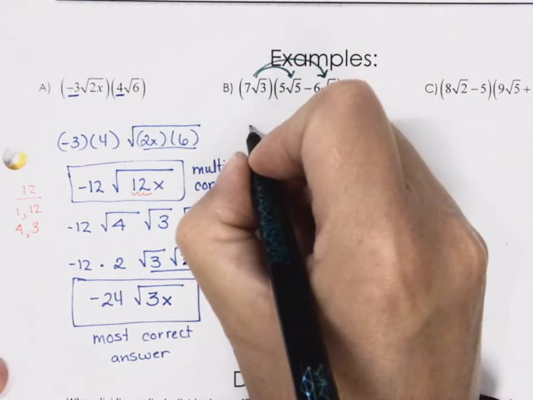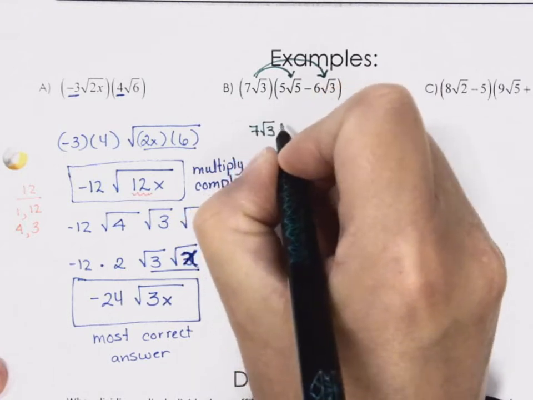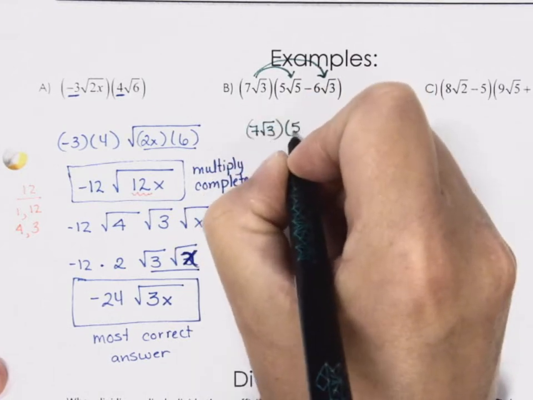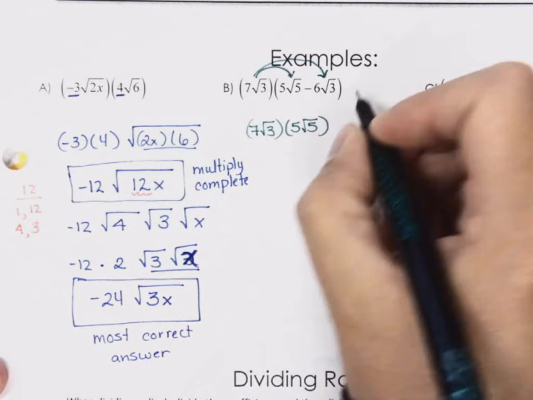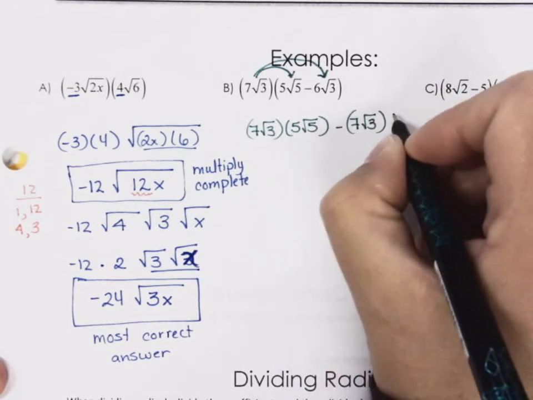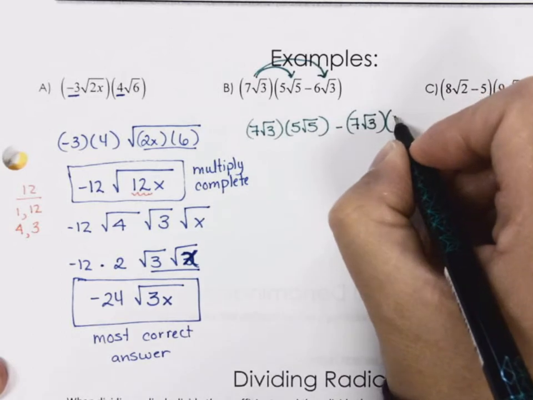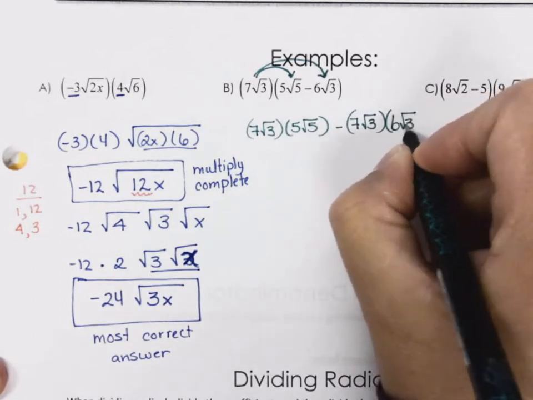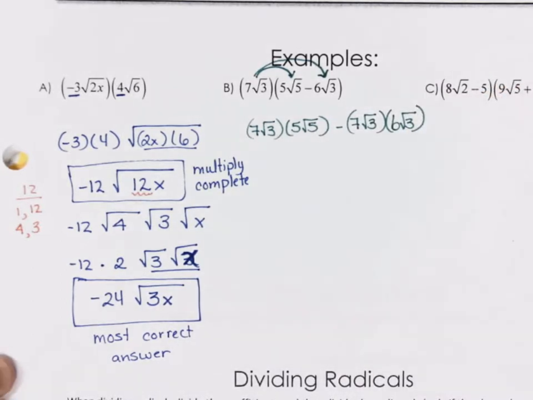So really what I'm doing is 7 root 3 times 5 root 5, subtract 7 root 3 times 6 root 3. Right, so I'm doing the leapfrog. You don't have to write this step if you don't want to. I'm just trying to make sure your notes are full and complete so that you can see every step as we go.